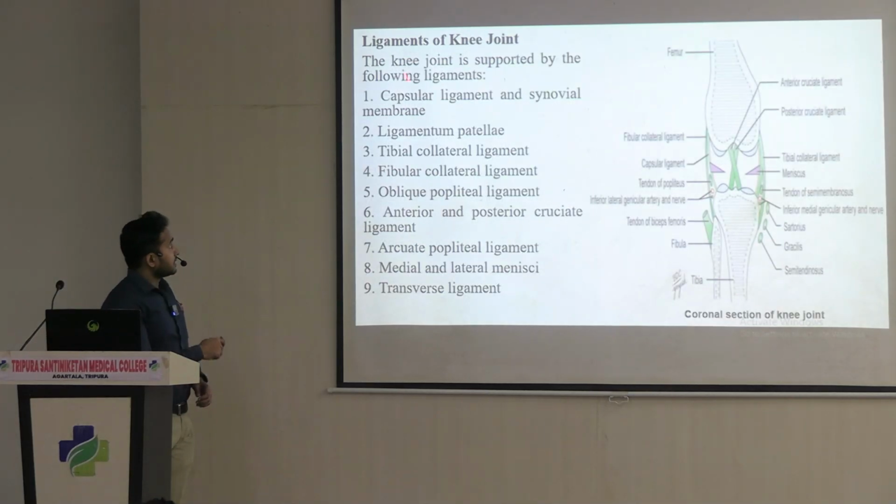Next is the ligaments of the knee joint. Now you can see the list. Can you see the list of the ligaments of the knee joint?